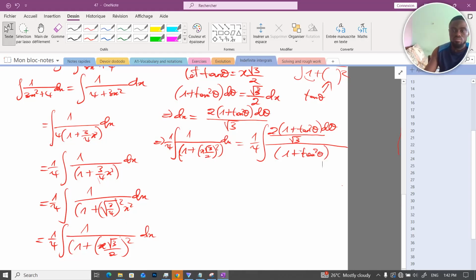So you see that this root 3 will come under here. So you basically see that this and this will go. So we will be left with 1/4 times what? 2 on root 3 integral of what? This d theta. Is that okay? So this will be equals to, these two will cancel and we'll be left with 1 on 2 root 3 integral of d theta. The integral of d theta is simply theta plus our constant of integration, let's say c2, where c2 belongs to R.